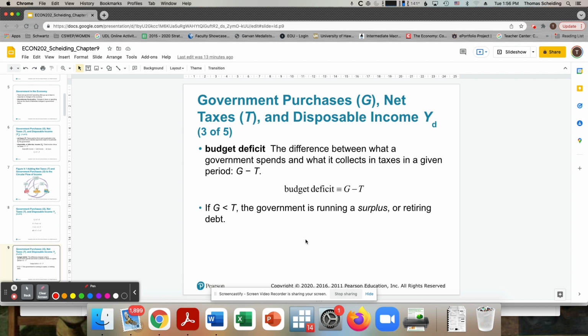There are rare times in U.S. history where we've run a surplus. The last time was in 2000, I believe, maybe 2001. I think it was 2000. That was during the second Bush administration. It was coming on the heels of very strong economic growth throughout the 1990s.